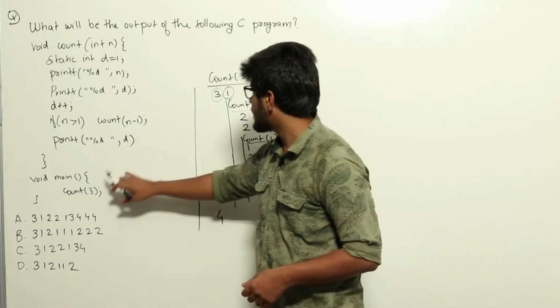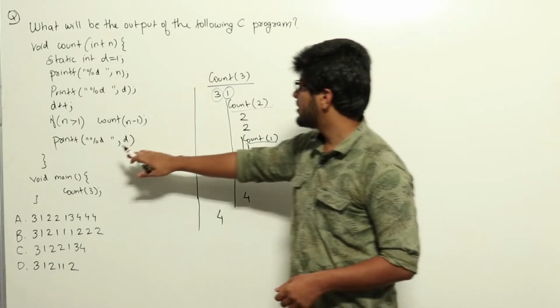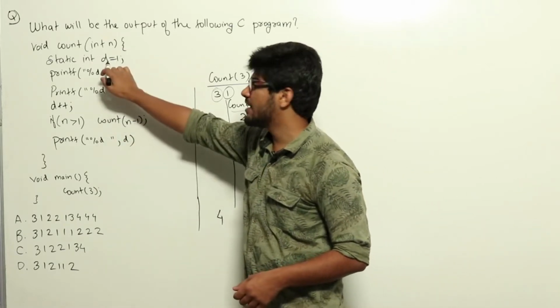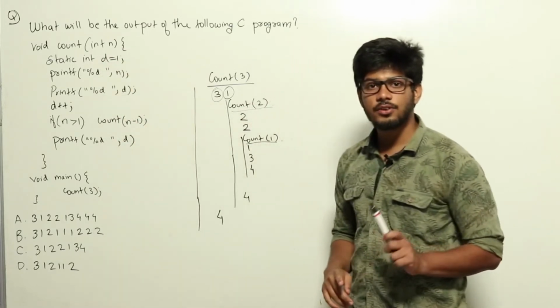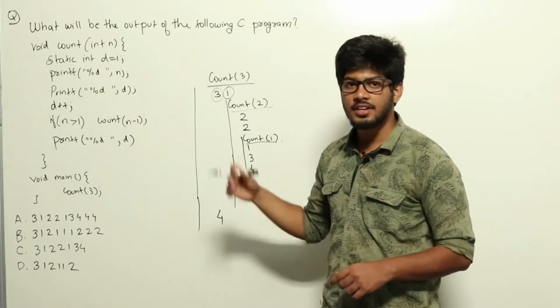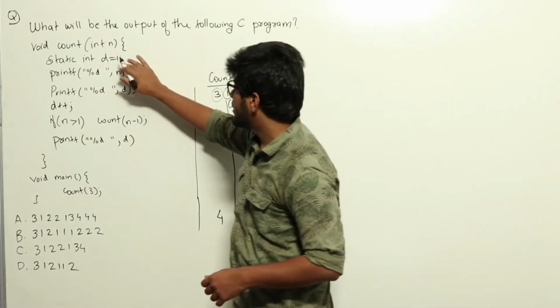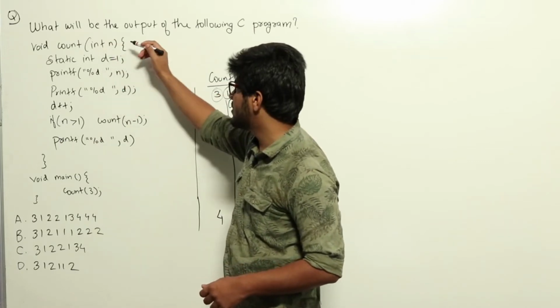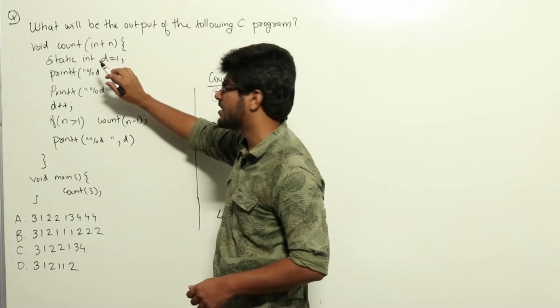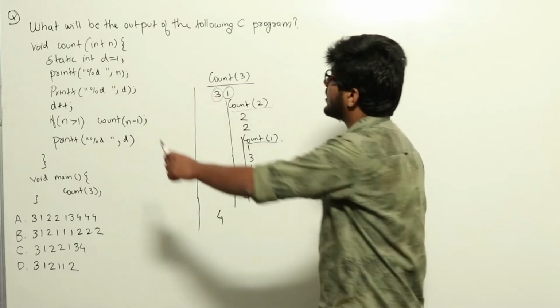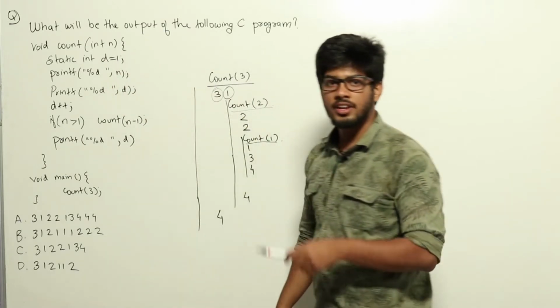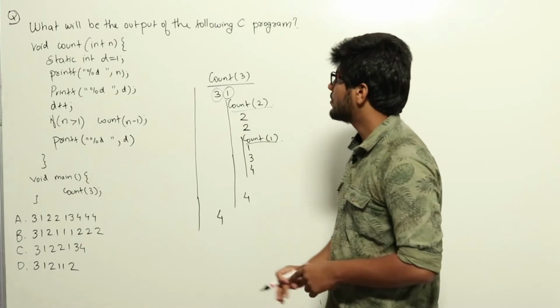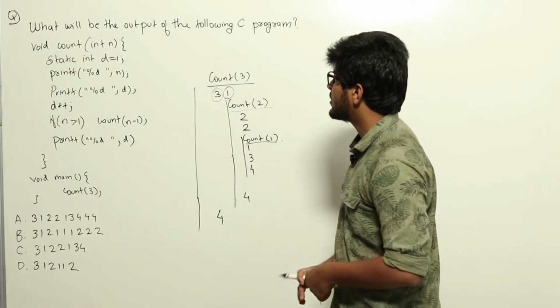So initially we are calling count of 3. In the count function, what you need to see is that d here is a static integer, meaning there is only one instance of d associated with the entire program. So in every function call of count, we won't be having distinct d's, but we'll only be having one single instance of d, unlike n, where n is a local variable to the function.